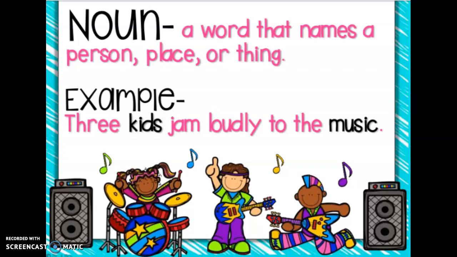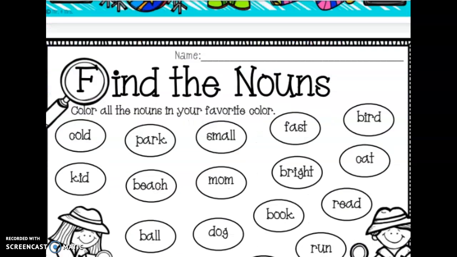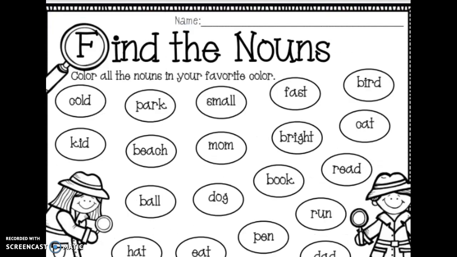So we're going to do some practice and we're going to find the nouns. So remember, we are looking for a person, place, or thing. So find the nouns. We are going to mark the words that are nouns. So take a second to see if you can find the nouns in the picture.